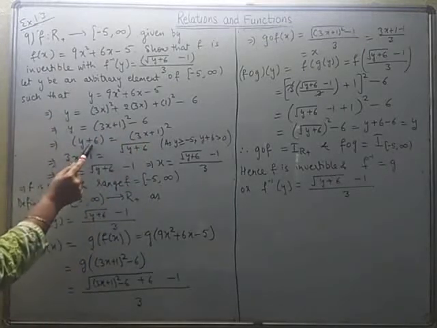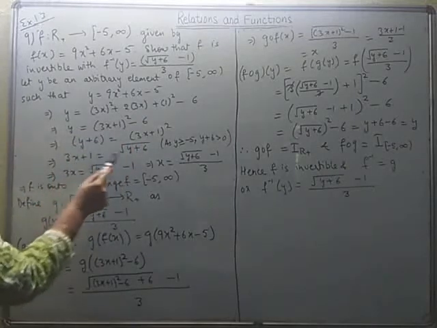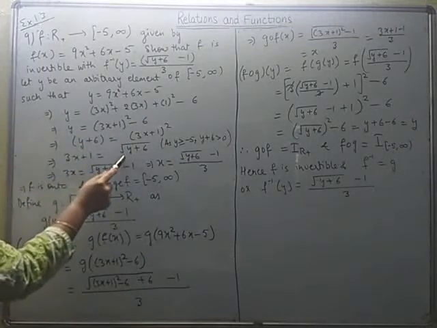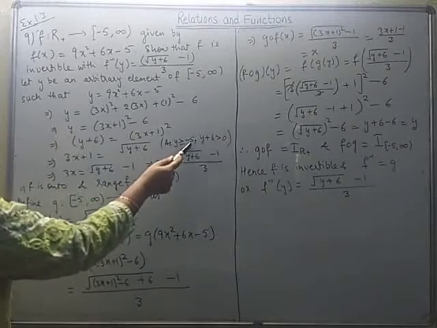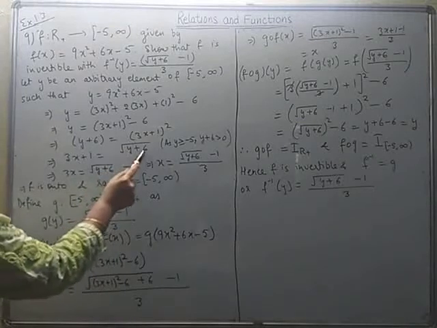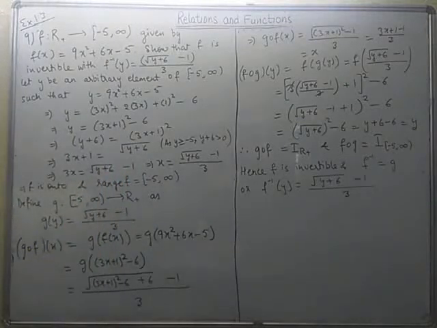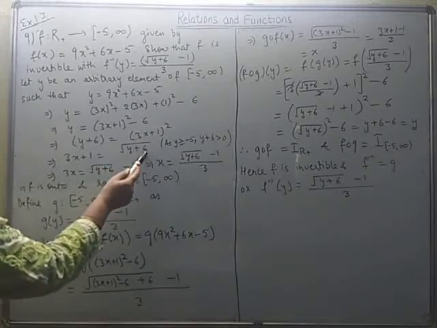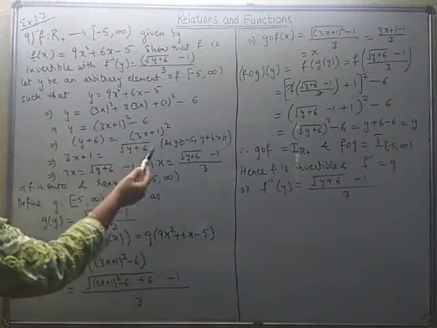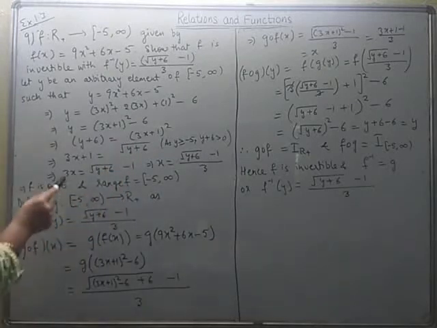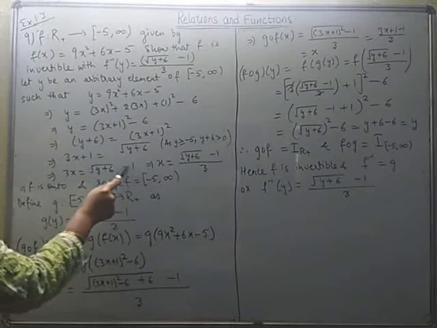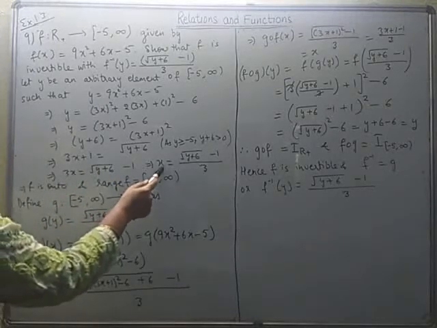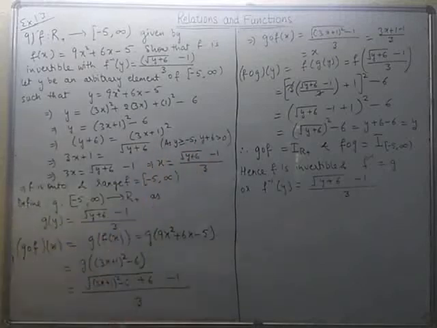Shifting minus 6 to the left hand side and then taking the square root, we get 3x plus 1 is equal to the square root of y plus 6. We know that the minimum value of y is minus 5, so obviously y plus 6 will be strictly greater than 0. For y equal to minus 5, this becomes 6 minus 5, which is 1, so its square root will be 1. Now 3x can be written as the square root of y plus 6 minus 1, and then dividing by 3, we get this value for x.